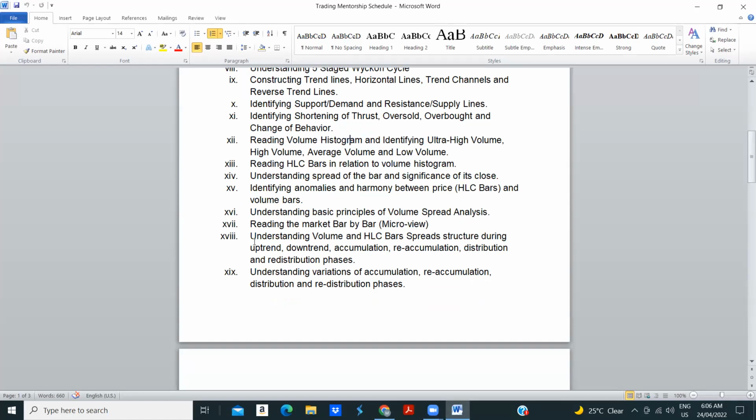Understanding basic, okay, reading the market bar by bar, micro. This is very important. Understanding volume, bar spread, structure during uptrend, downtrend, accumulation. Okay, what are the characteristics in uptrend here? Remember that. I explained to you previously as well. Now, if I want to define an uptrend, how would I define it? Okay, let's suppose we have this one, uptrend here.